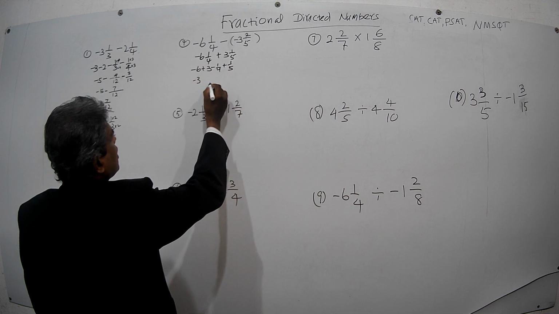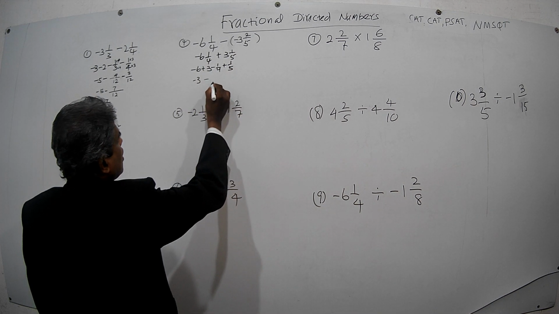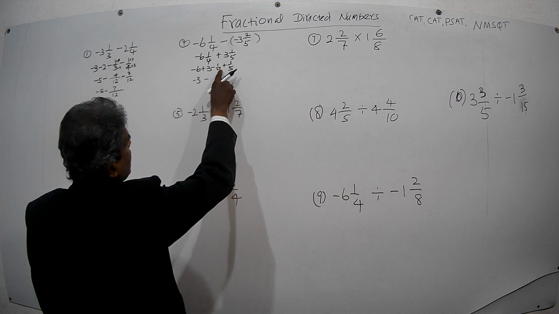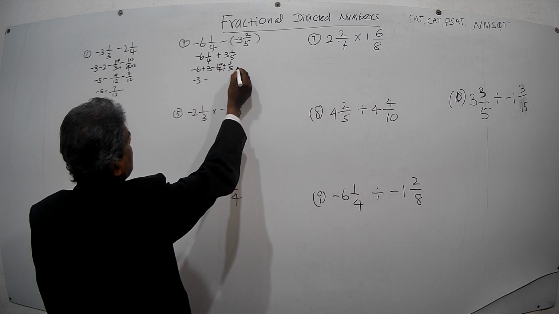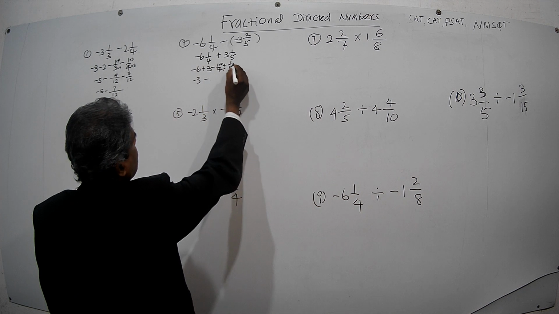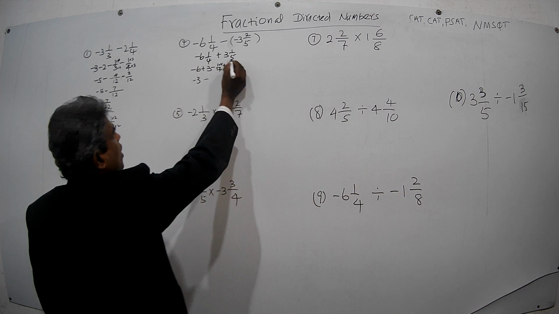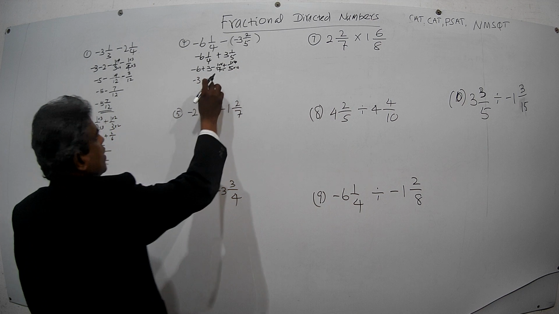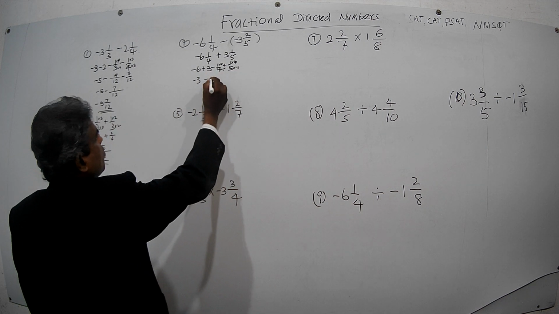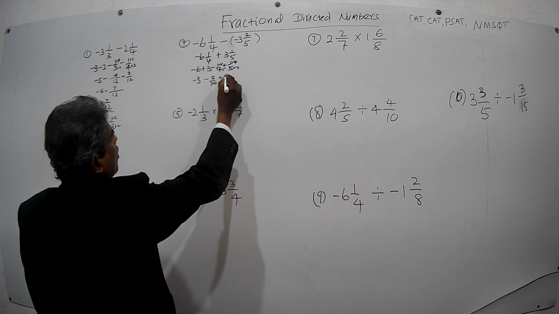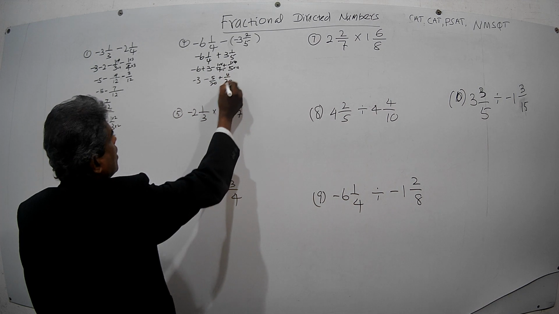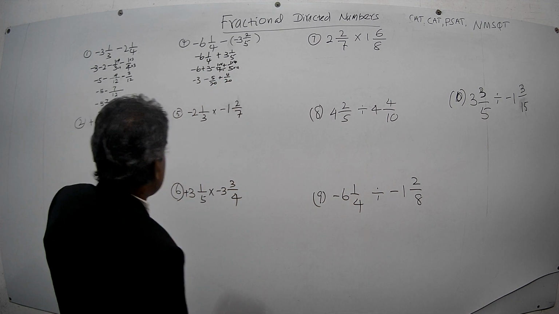Then you write here minus, and this one over 20. To convert this into 20, multiply this by 5, and multiply this also by 5. To convert this into 20, multiply by 4, and multiply this also by 4. Right. Then this fraction will be 5 over 20, and this fraction will be 4 over 20. Right. Now it's very easy.